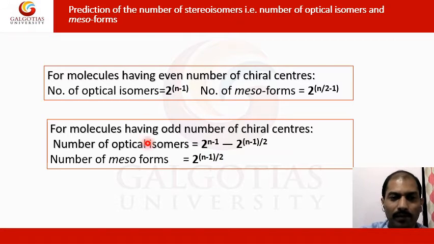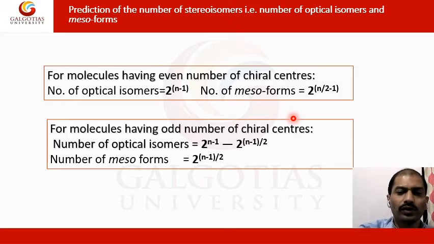So once you keep in mind these simple relationships for how to calculate the number of optical isomers and the number of mesoforms, then on that basis you can easily find out the optically active forms or optical isomers and mesoforms in the molecules. So this is very important for predicting the number of stereoisomers, or the number of optical and mesoforms.